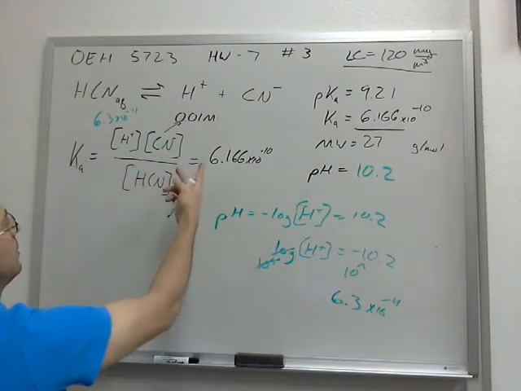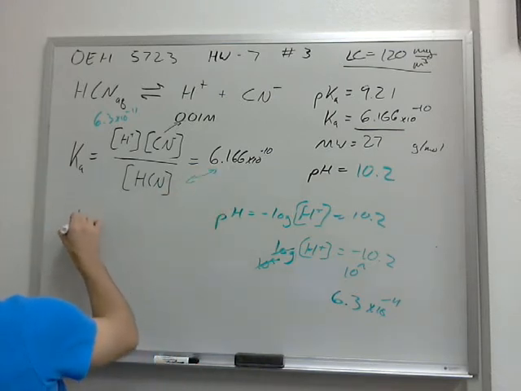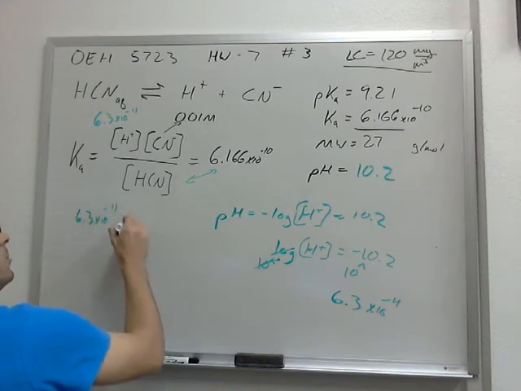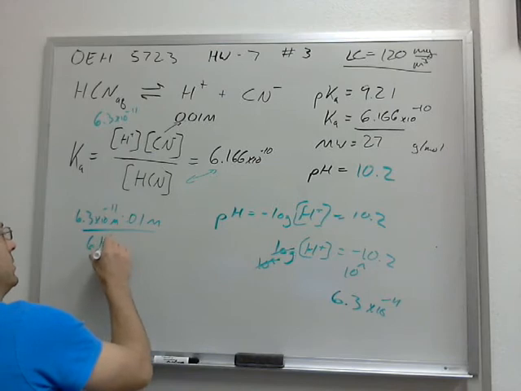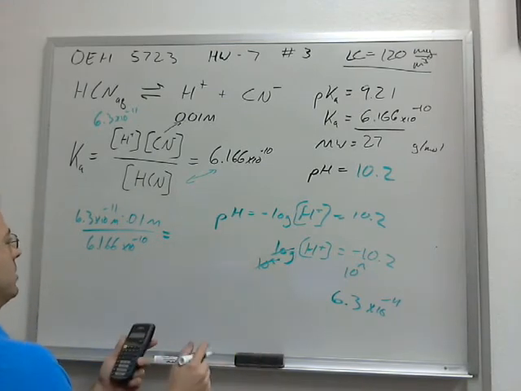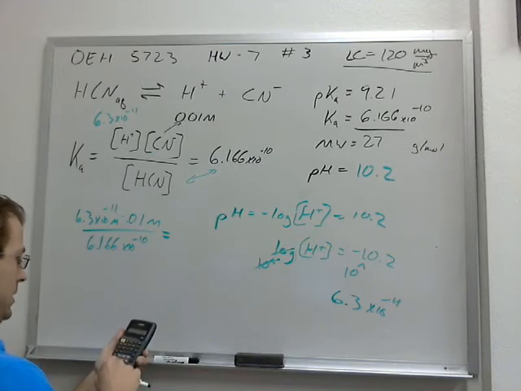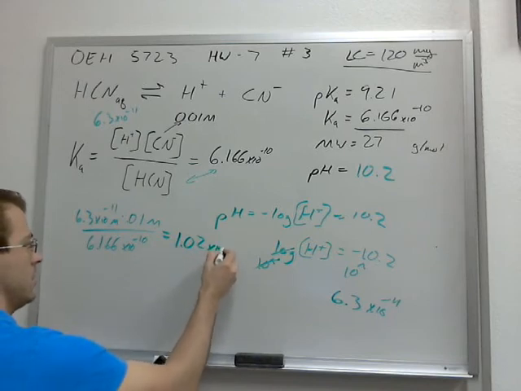And if we do the same thing, we switch these two and solve for our concentration of HCN. We find that 6.3 times 10 to the minus 11 multiplied by 0.01, these are all molars, divided by 6.166 times 10 to the minus 10, unitless, gives us a molar concentration of HCN. So this times 0.01 divided by that is 1.02 times 10 to the minus 3.